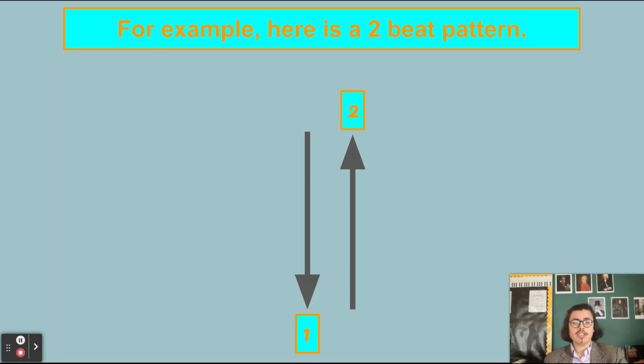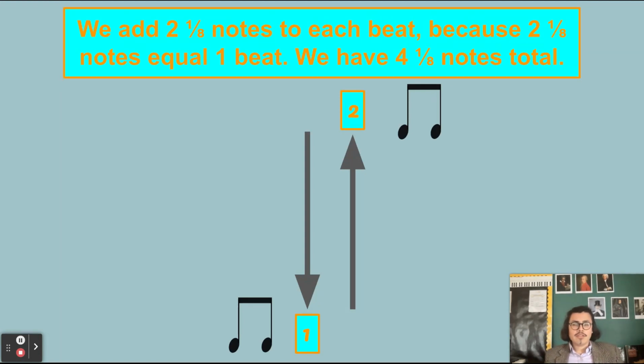For example, here's a two-beat pattern, and we talked about beat in a previous lesson. So if you need to learn about that, click on the link in the description. So let's do our two-beat pattern. 1, 2, 1, 2. So now that I have my two-beat pattern, I could actually play it also on my little wood block. 1, 2, 1, 2. So we add two eighth notes to each beat now, right? Because two eighth notes equal one beat, and we have four eighth notes total since we have two beats.